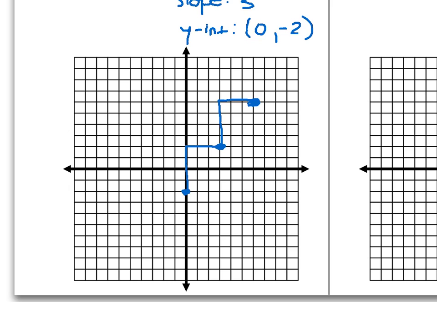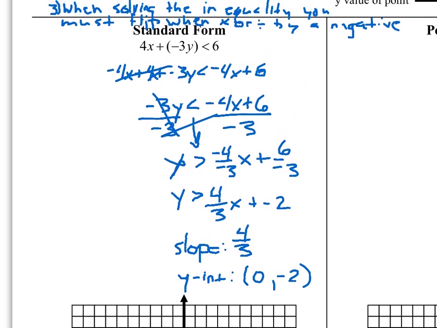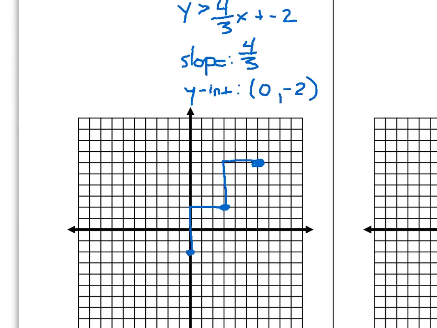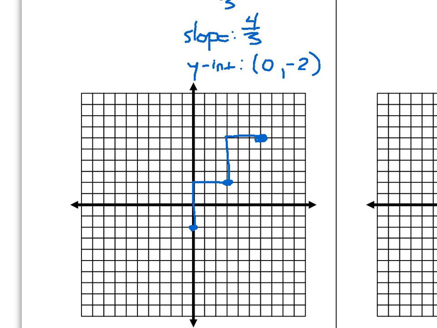Quintana? Yeah, dashed or solid. So I'm coming back up here and I'm looking at my inequality symbol. I see my inequality symbol is not or equal to, so this should definitely be a dashed line.